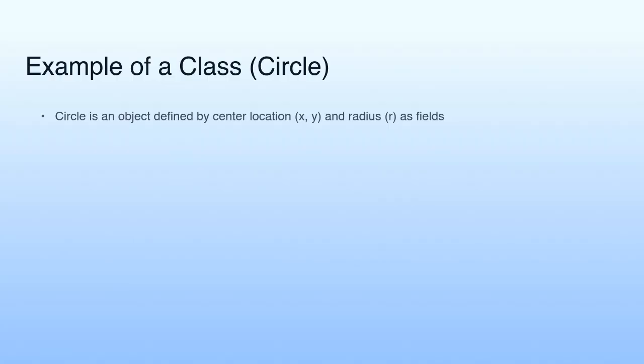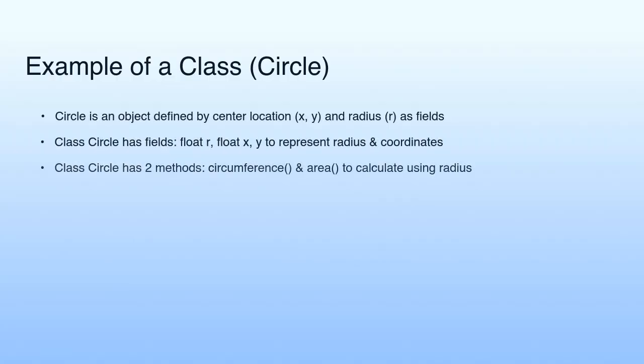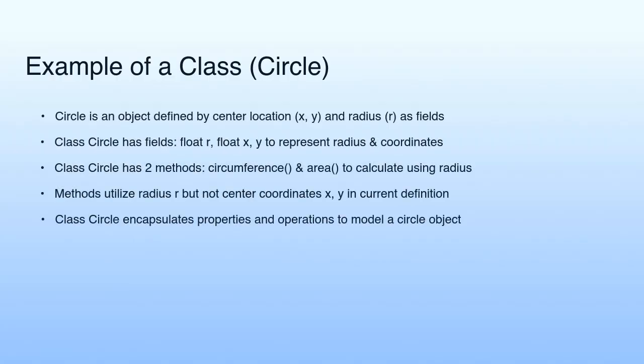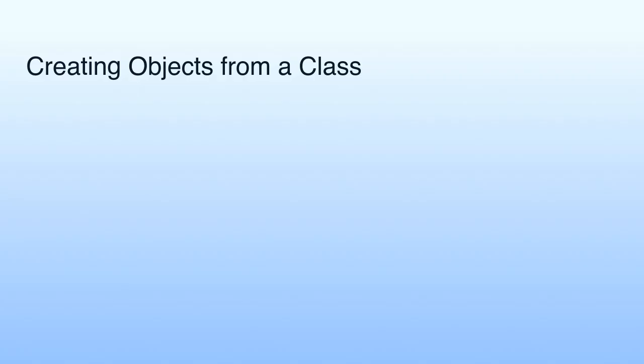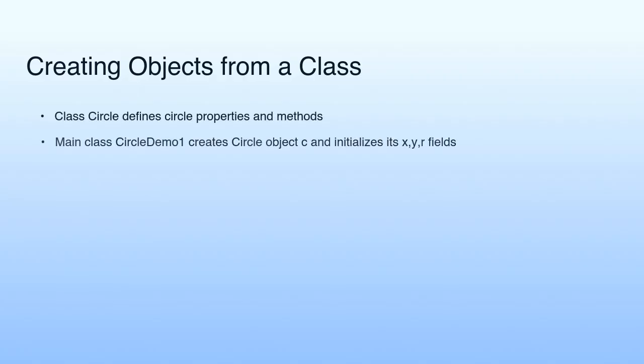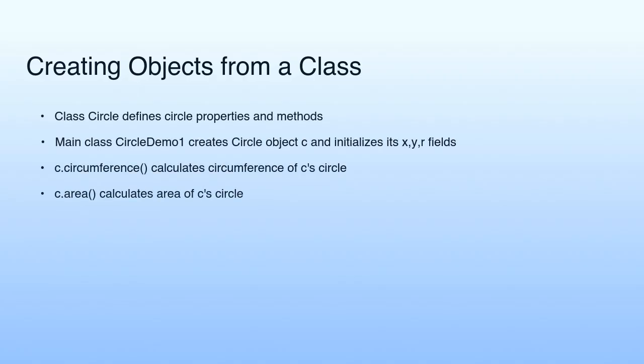Consider the example of the Circle class, which encapsulates the properties and operations of a circle object. Its fields include the radius and center coordinates, while its methods calculate the circumference and area based on the radius. To create a circle object, we use the class definition in the main CircleDemo class, initializing the object's x, y, and r fields. We can then call the object's circumference and area methods to perform calculations on that specific circle.